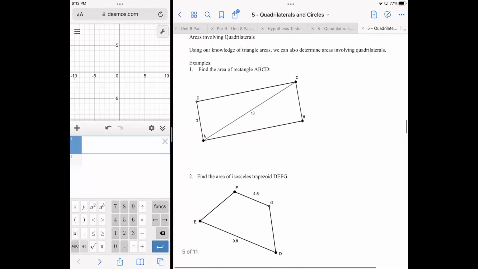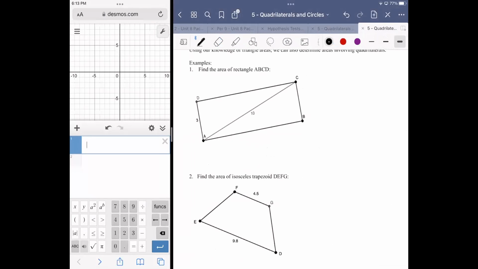got to turn the pen on. Is half the base times the height, right? And so what we're looking at here again, kind of rehashing some of the stuff we talked about, I'm looking at two congruent triangles. So what that means is that the area of the rectangle is going to be two of the areas of the triangles.